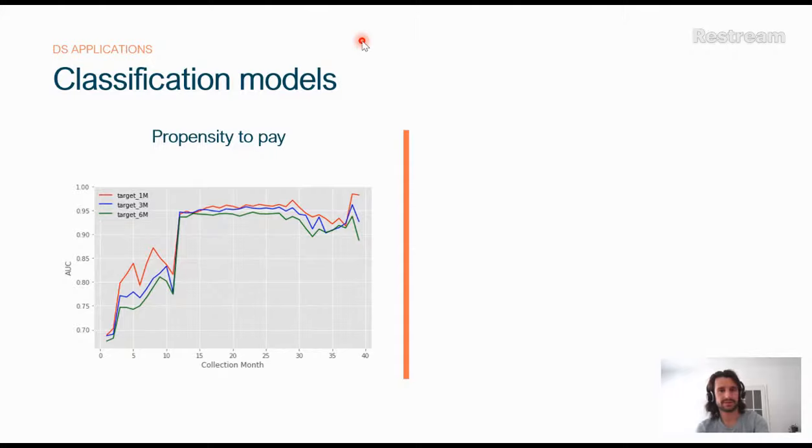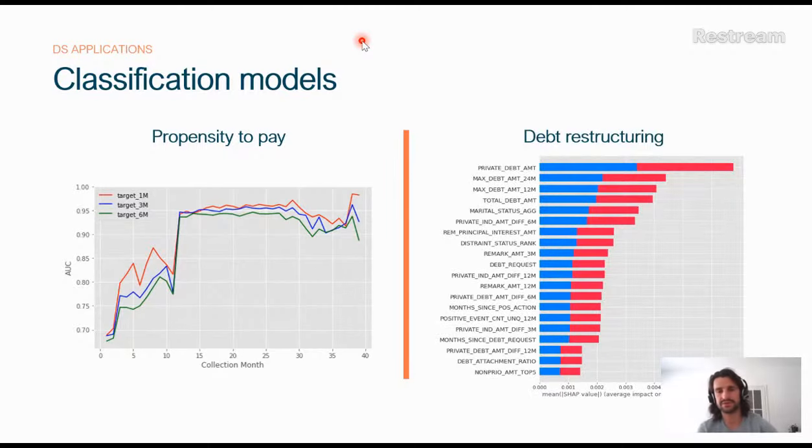Yes, so also I would like to share a thing which is not a direct result, but close to it. So feature importance, also from a different model, which is the debt restructuring classification model.